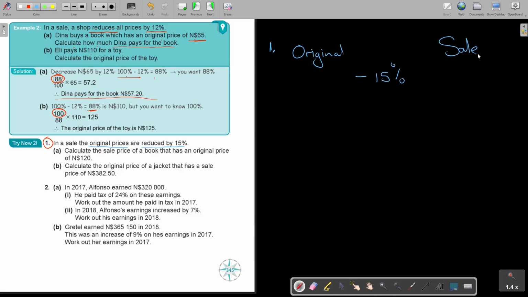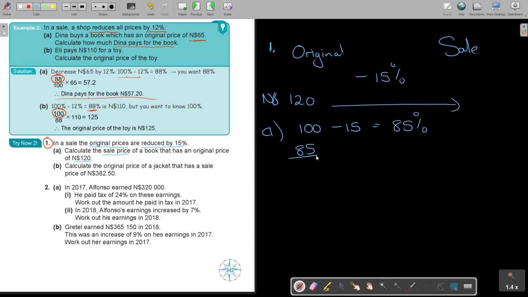So keep that in mind. Calculate the sale price of a book that has an original price of 120. So do you see? It's 120, and they want me to work out the sale. So it's just like the first one. Very easy. I can first say, I take 100 and I subtract the 15. And if I take 100 and I subtract, I get 85%. And I want to know what's 85. So I say 85 over 100 and I multiply it with the cost of the book, 120. And that will be 102.